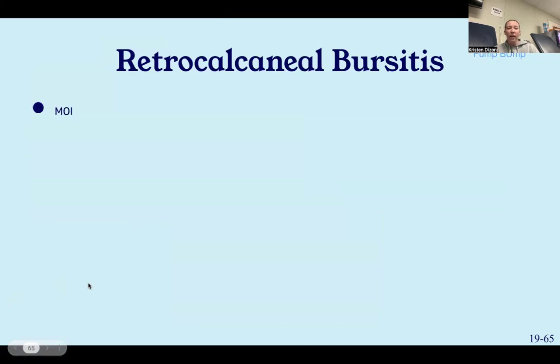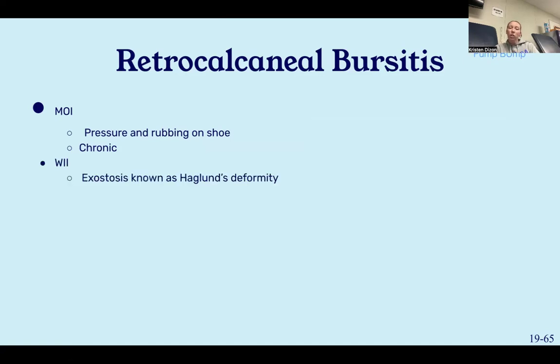So MOI, how do I get it? Like I just said, it's pressure and rubbing on your shoe. So it's where your heel meets your shoe and it causes pain. And it's a chronic issue. We know chronic, it's long term. What is injured? It's an exostosis known as a Haglund's deformity. So exostosis is going to be a growth. And it's specifically called Haglund's deformity. So you see a lot of people that wear heels pretty frequently have this on the back of their heel.